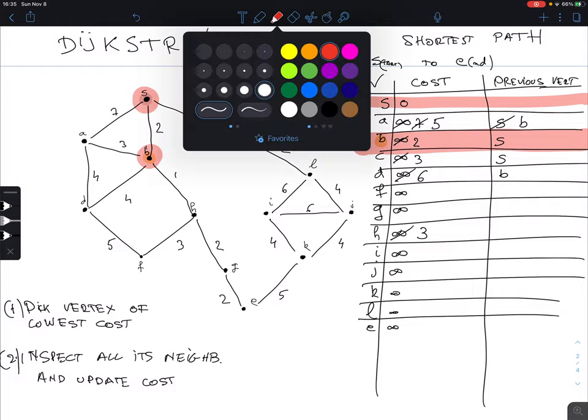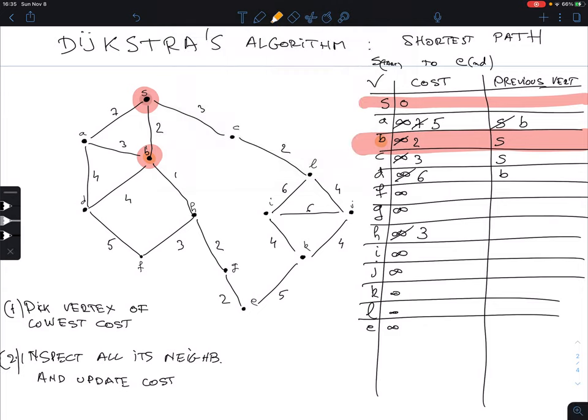So C will be the one that I'm concentrating on. That's why it gets orange. So here is C. And then I look at all the neighbors of C. What are the neighbors of C? S, but S is no longer in play. So the only neighbor is L. Okay, so this is the only guy that I have to update. All right, I'll do that.